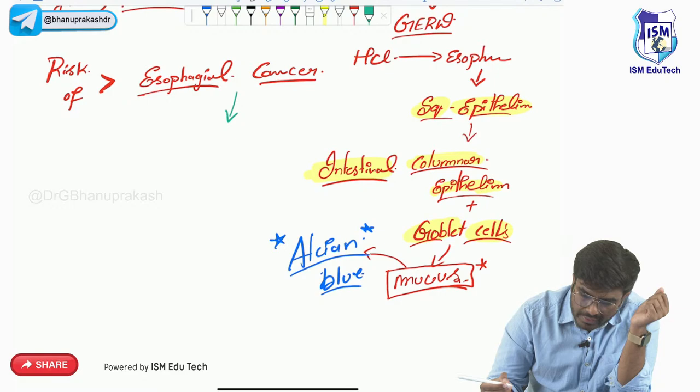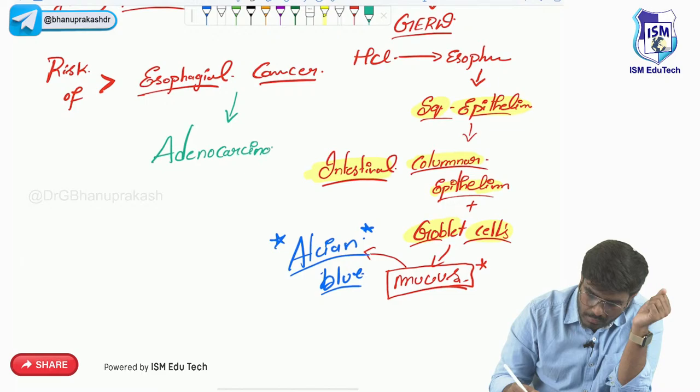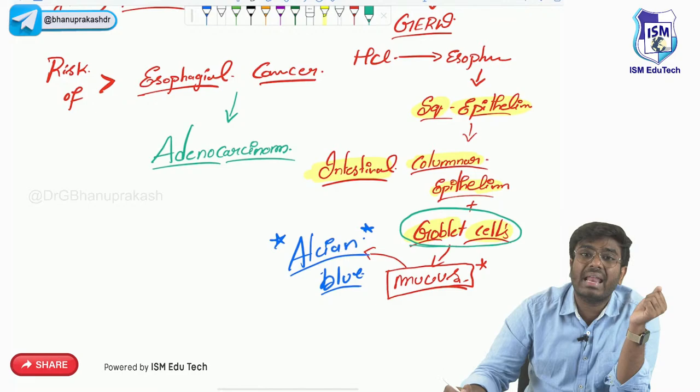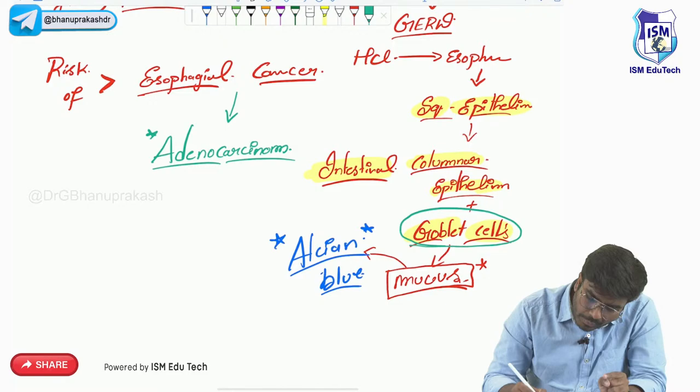Come on. It is adenocarcinoma. Now, you can ask me, sir, why adenocarcinoma? Because, see, goblet cells are mucus-producing glands. The squamous epithelium is now totally shifted to columnar epithelium along with the goblet cells. So, adenocarcinoma. Adeno means glands.